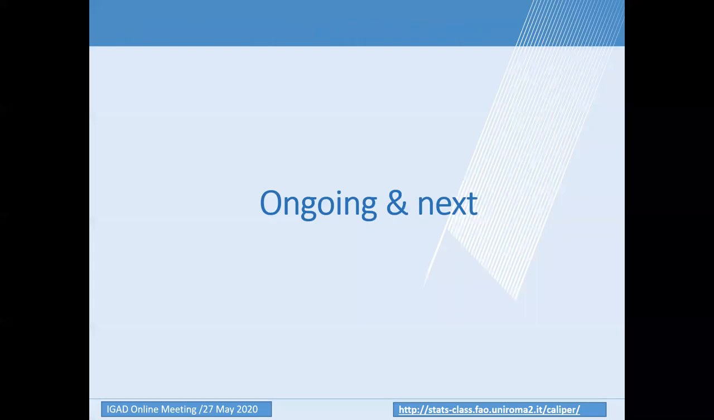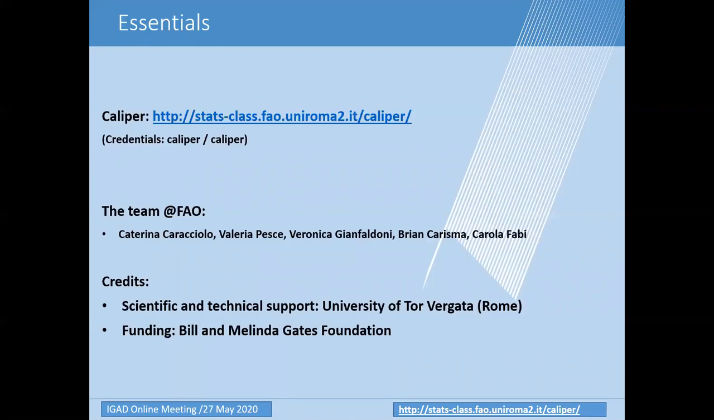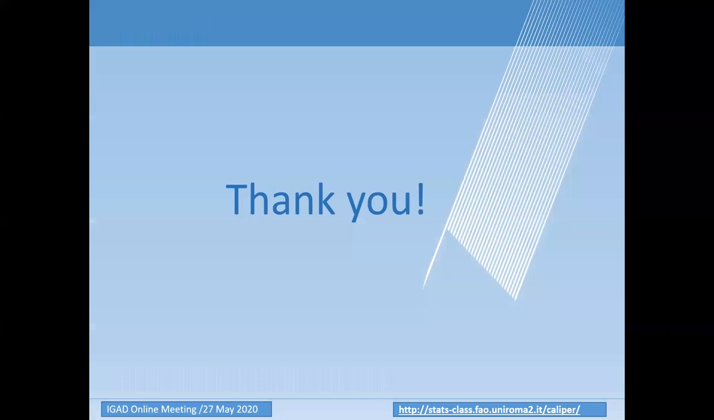On what is ongoing, we are busy finishing up the May 2020 release, so this month, for Caliper. And next, we are already working on more, we'll do more on the geographical part. We're also always very interested in receiving feedback about visualization, for example, or coverage or anything else. Then my last slide is about credits. Here is the website, and there you can find much more. This concludes my presentation, and I thank you all for your attention.